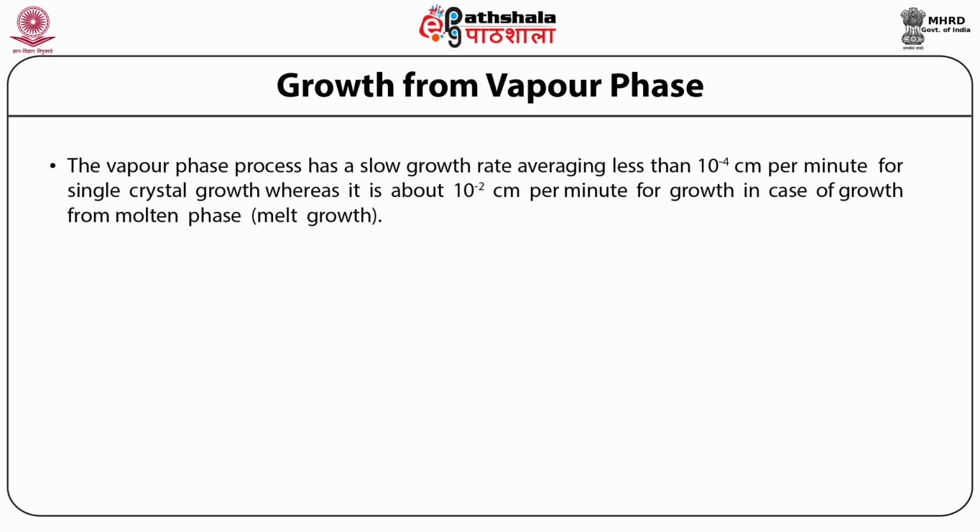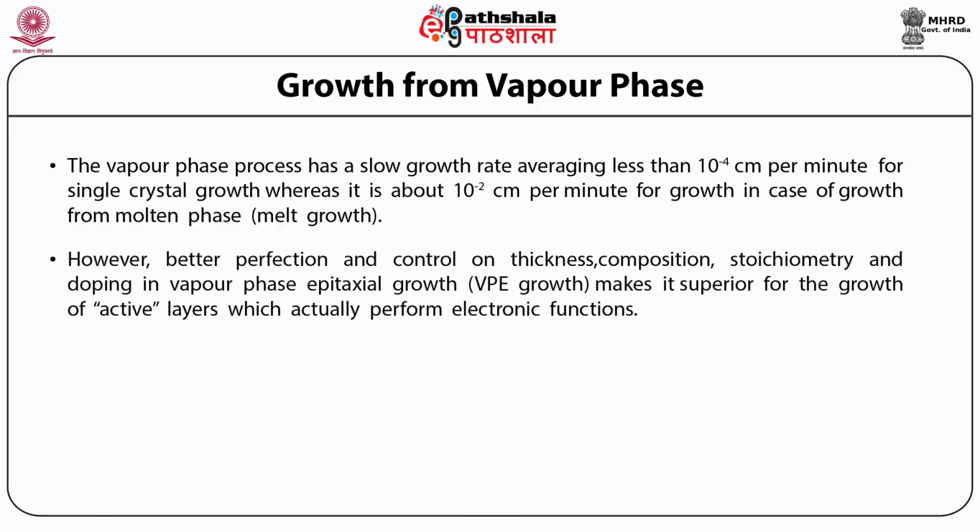The vapor phase process has a slow growth rate averaging less than 10^-4 centimeter per minute for single crystal growth, whereas it is about 10^-2 centimeter per minute for growth from molten phase, that's the melt growth. However, better perfection and control on thickness, composition, stoichiometry, and doping in vapor phase epitaxial growth, that is VPE growth, makes it superior for the growth of active layers which actually perform electronic functions.